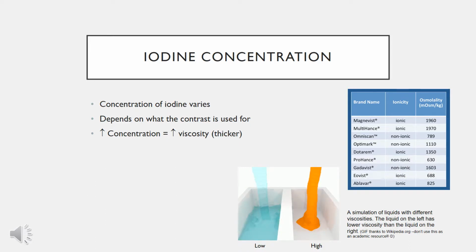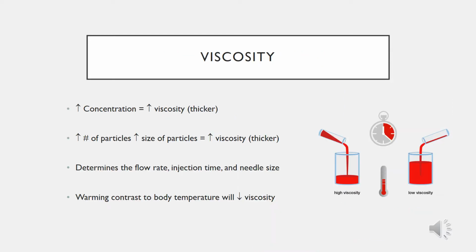The amount of iodine also influences the toxicity of the contrast agent. The higher the concentration of the iodine, so the more iodine atoms within the molecular composition, the more toxic the contrast is considered. So if we have an increased concentration of iodine, we have a thicker contrast agent or an increase in viscosity. Don't confuse viscosity with velocity, two different things.